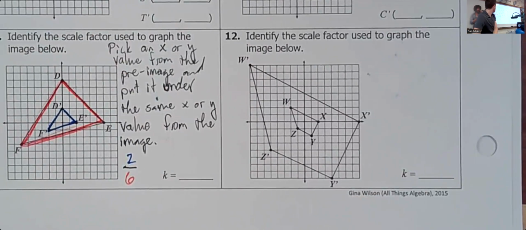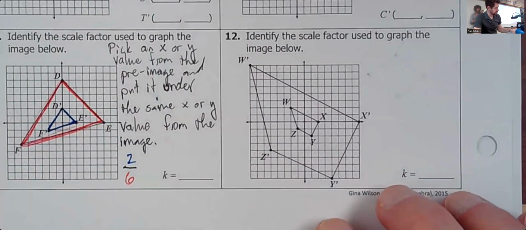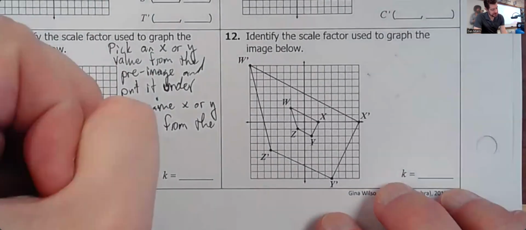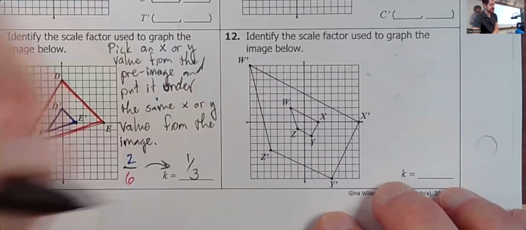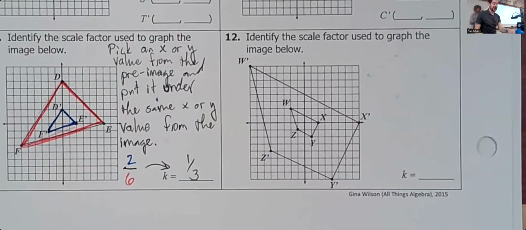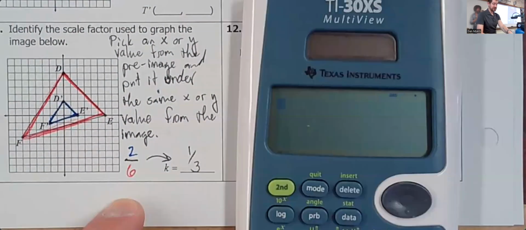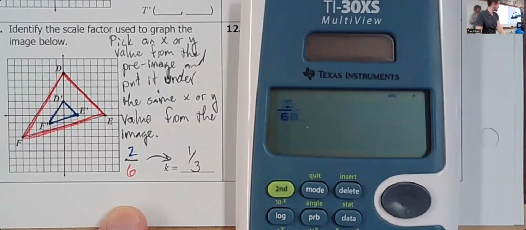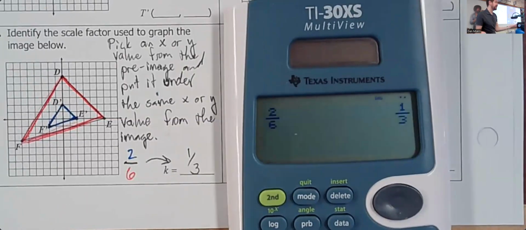And so we have a scale factor of 2/6. However, what Ralph said is 1/3 because this does reduce. If the scale factor reduces, you need to reduce it. So this would then be equal to 1/3. So just put an arrow here. Scale factor is 1/3. And if you want, you can just type that into your calculator as a fraction. 2 over 6. Hit enter, and it'll give you the reduced fraction of 1/3. So the scale factor here is 1/3.